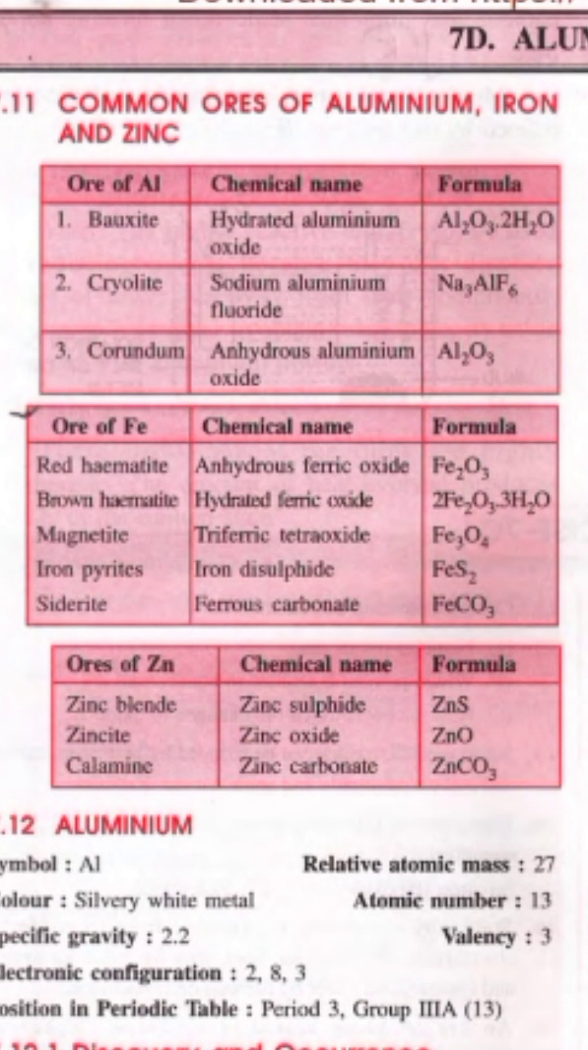Next, talking about zinc, there is zinc blende, which is actually zinc sulfide ZnS. Then we have zincite, which is zinc oxide ZnO, and then we have calamine, which is zinc carbonate ZnCO3. So the first three from iron and the others you have to remember by heart.